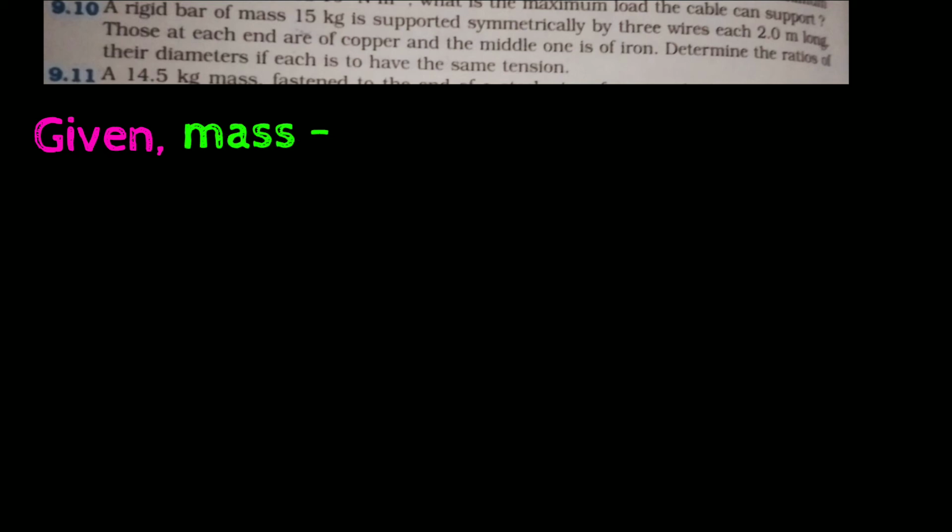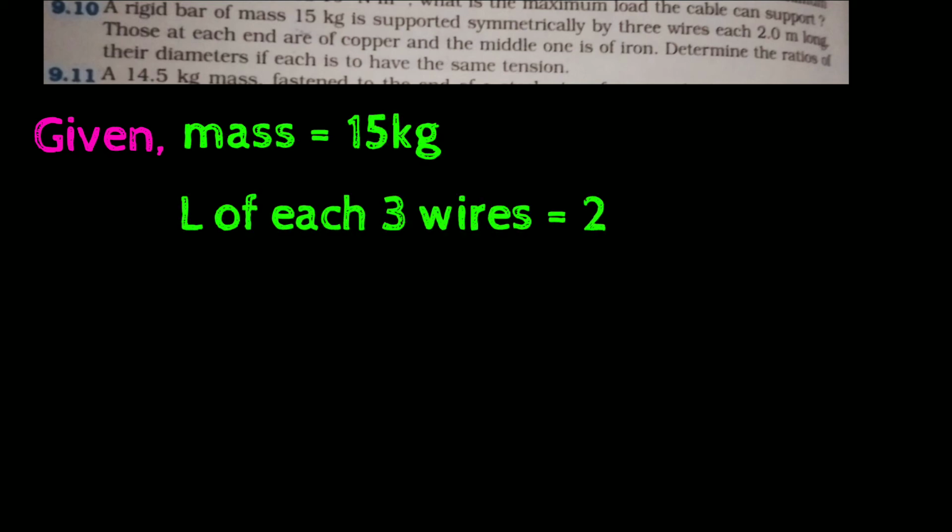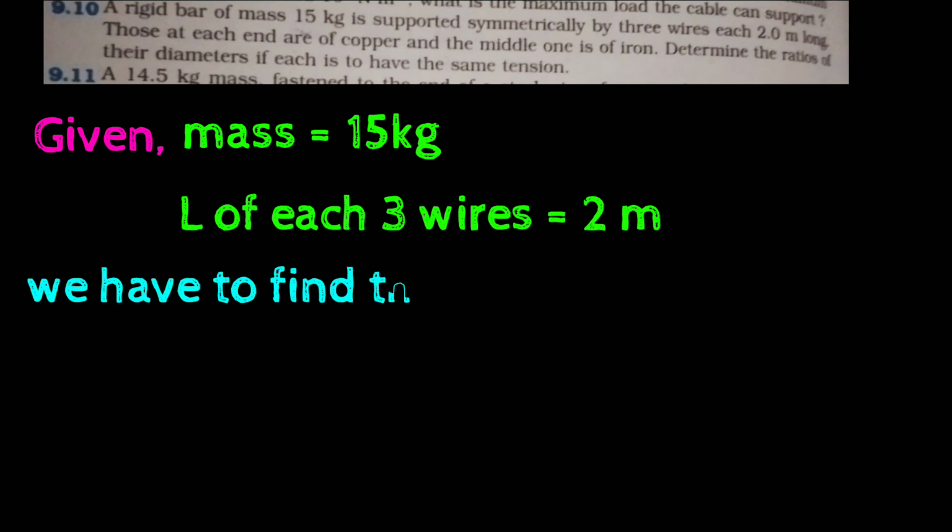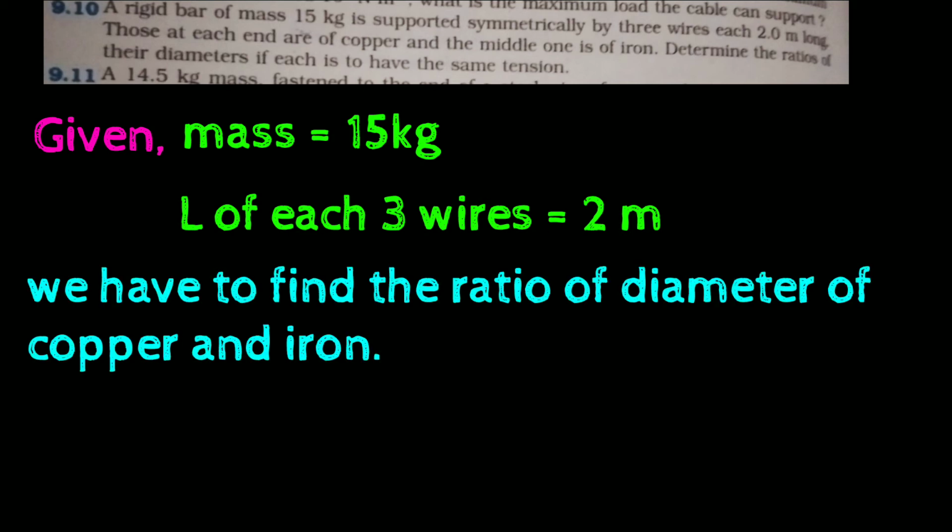Now move on to our last question of this video, that is 9.10, and the question is: a rigid bar of mass 15 kg is supported symmetrically by 3 wires, each 2.0 meter long. Those at each end are of copper and the middle one is of iron. Determine the ratios of their diameters if each has to have the same tension. Firstly, we will write what is given, that is mass of rigid bar equals 15 kg and wire length of each equals 2 meter. So we have to find the ratio of diameters of copper and iron.